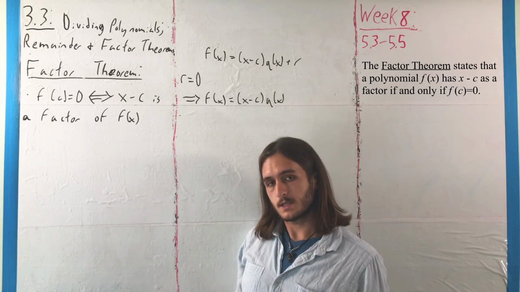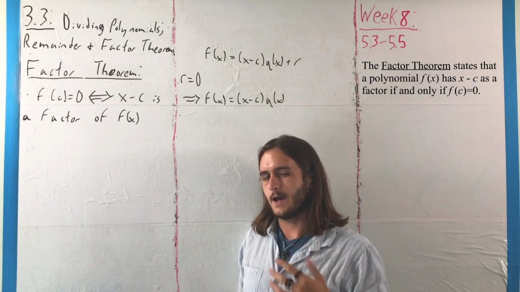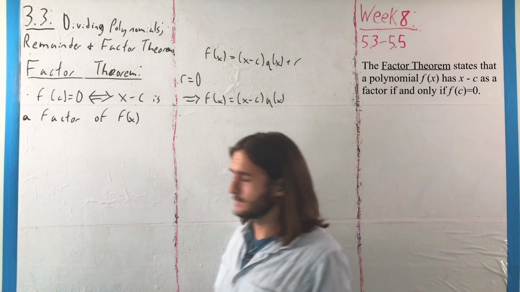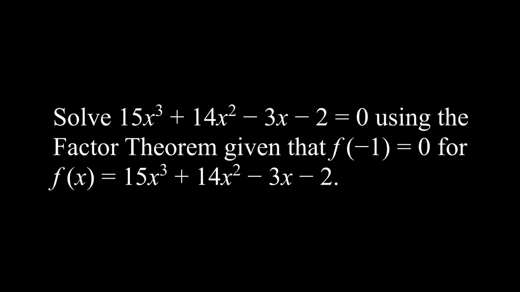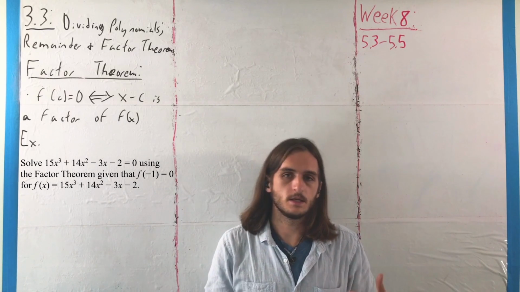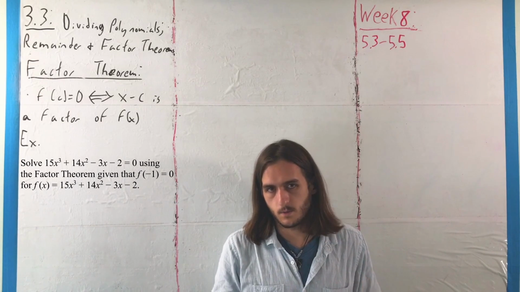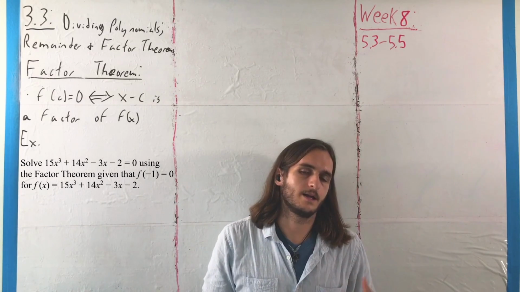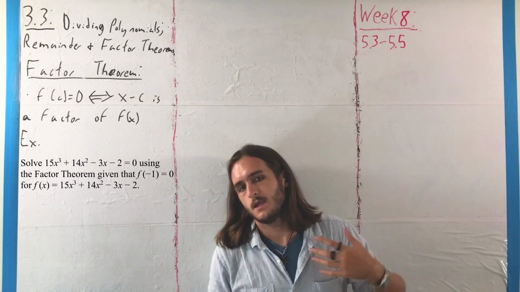So let's finish this section here with one quick example for how this can be used. For this example, we want to solve 15x cubed plus 14x squared minus 3x minus 2 equals 0 using the factor theorem, given that f of negative 1 equals 0 for the function f of x defined in the same way. So what we want to do here is see that because f of negative 1 equals 0, that is a factor, and then split it up.